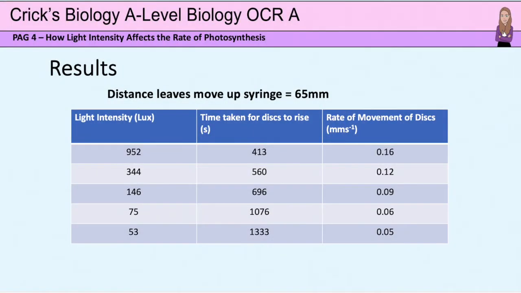These are my results for the experiment, and we worked out the rate because we knew that the length of the syringe was 65 millimetres, so 65 divided by the time taken for the disc to rise gives you the rate of movement of the discs.